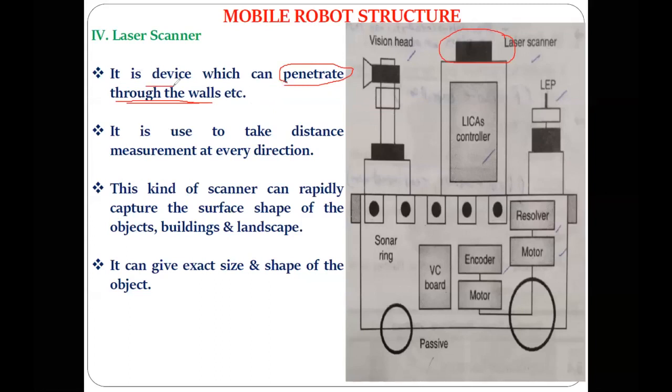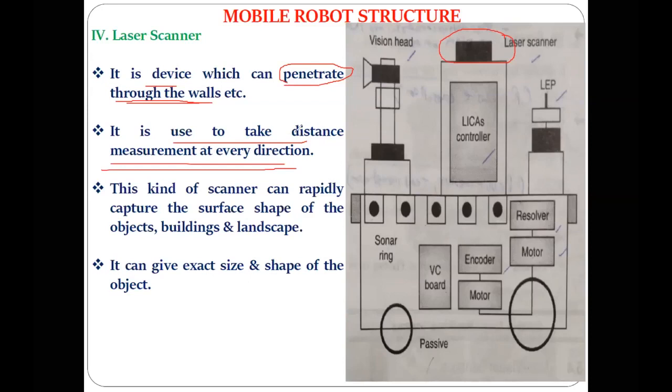So this device you can see here is attached on the LICA controller. The main utilization of this laser scanner is to take distance measurements from all directions. It helps the robot to determine where exactly it is present, for the positioning of the robot. How will the robot know where it actually is? To know that, these different functional modules are utilized. I hope you are getting it, correct or not.